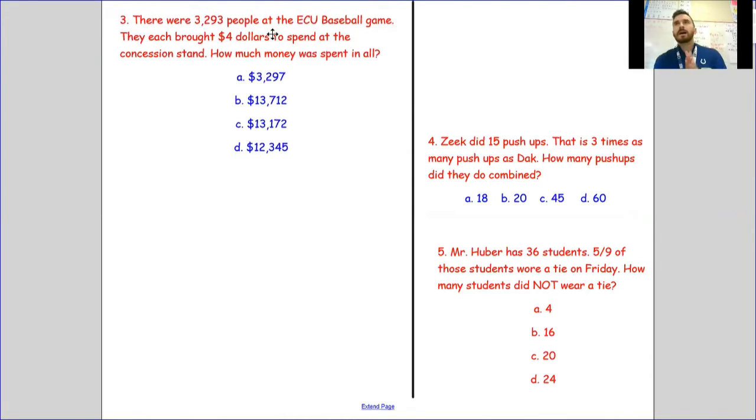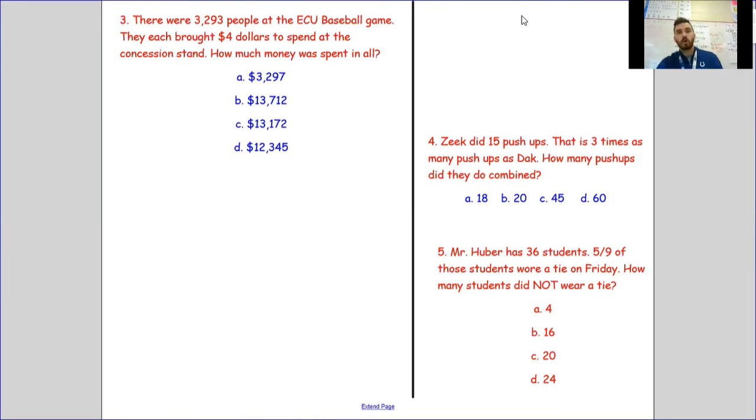I could see why a very common mistake was made on this question. And the one thing that I'll say about this one is we got to be logical. We've got to use our brain when we're choosing an answer to see if it even makes sense. So it says there were 3,293 people at the ECU baseball game. They each brought $4 to spend at the concession stand. How much money was spent in all?